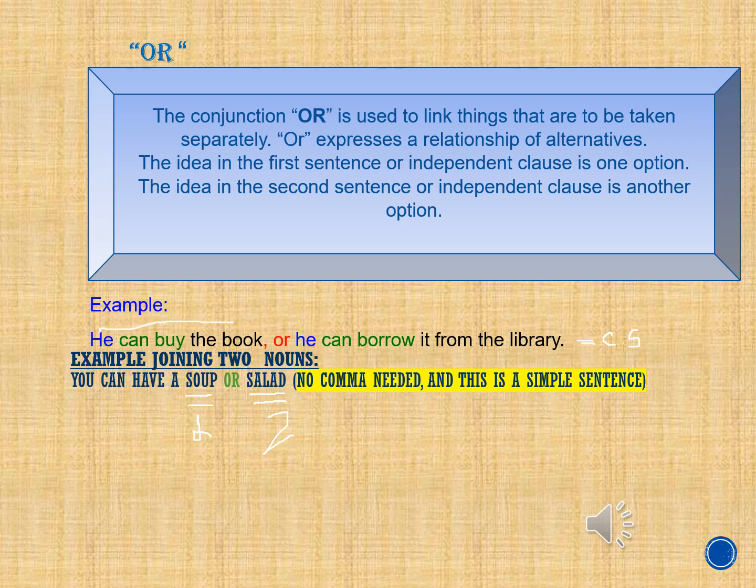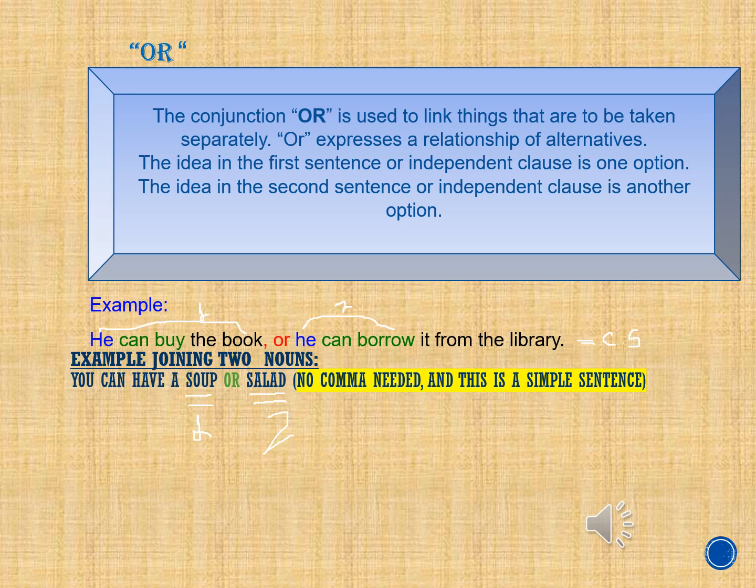Okay, so the idea in the first sentence or independent clause is one option. The idea in the second sentence or independent clause is another option. Let's take a look. He can buy the book or he can borrow it from the library. So this person needs to read a book, and this person has two options. He can go to the store and buy the book or order the book online, or he can go to the library and borrow the book. So two solutions in order for him to get a book, right? The first one is one of the solutions and the other option is in the second clause.